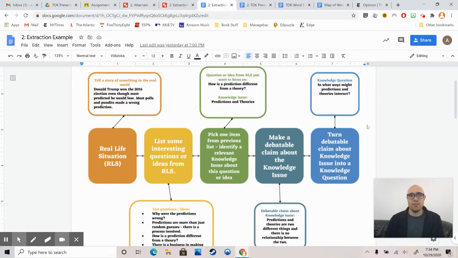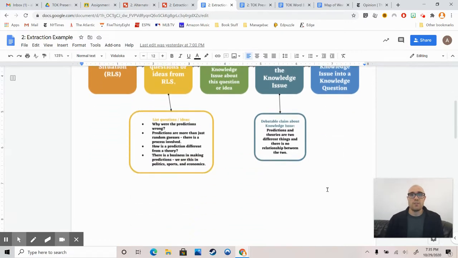This entire thing right here is an extraction. I got it from my real life situation, talking about Donald Trump winning the presidential election in 2016, even though all predictions predicted him to fail, to not win. And then I got to, okay, well, predictions, theories, what's the difference here? I make this claim about it, and finally get to my knowledge question, to which I can then launch into my exploration. Here's another example.